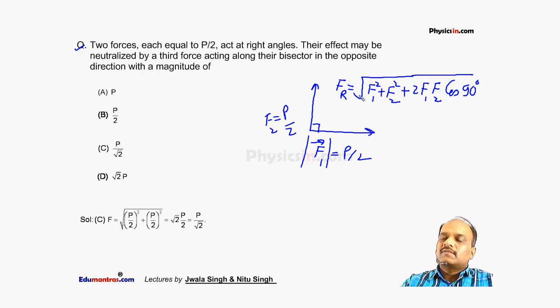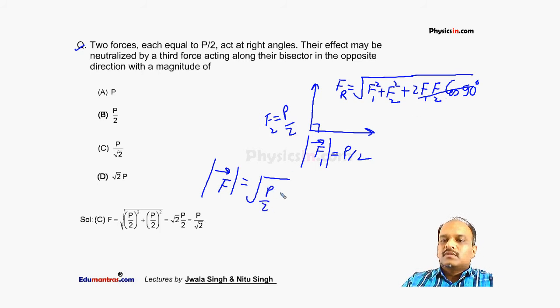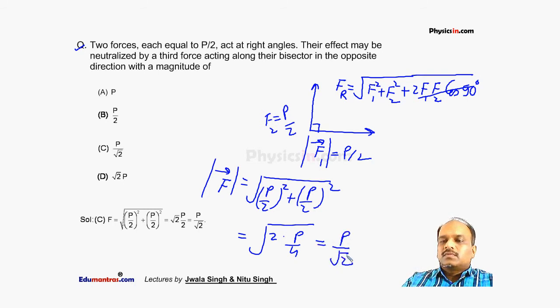So the resultant of these two is root over F1 square plus F2 square plus 2 F1 F2 cos 90. As we know cos 90 is 0, so this term becomes 0. So it is equal to root over P by 2 square plus P by 2 square, which is equal to root over 2 times P by 4, or this is equal to P by root 2. So the answer is P by root 2.